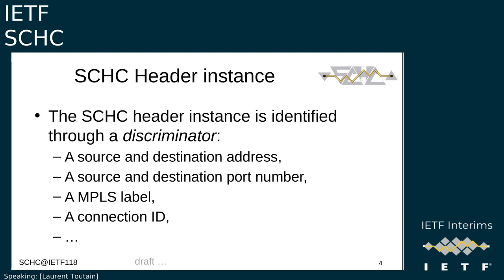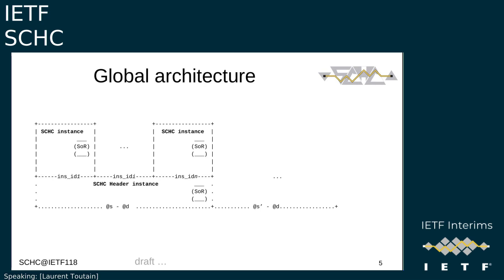So as we say, it can be IP addresses, port number, MPLS label, or any connection ID we can have. So it leads to this architecture where all these represent a single node, a single instance. And when a SCHC packet arrives, you first look at the discriminator or the origin. And this way, you can distinguish which SCHC stack you are going to use. So for example, in this example, we take the source address, so the one that sends the packet, as a way to find which instance we are going to use.